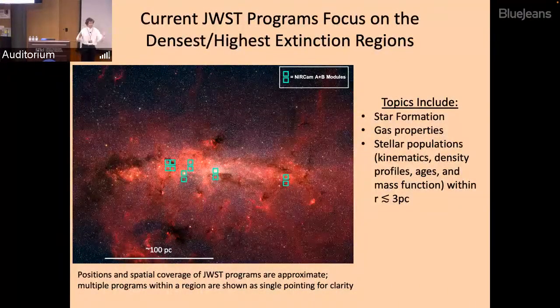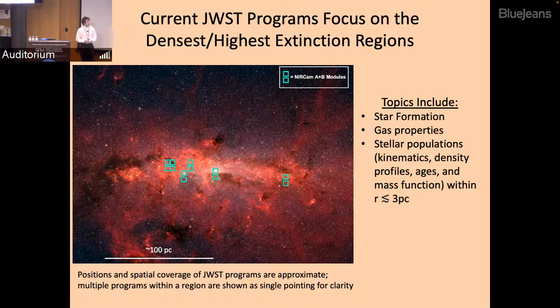So JWST has been very, very exciting, right? With its high sensitivity, spatial resolution, and wavelength coverage, it really has enabled many new investigations at the Galactic Center. In fact, by my count, there's something like 9 ongoing JWST programs in the region. The programs are still ongoing, but they cover a wide variety of topics, some including star formation, right? How do stars form at the Galactic Center?